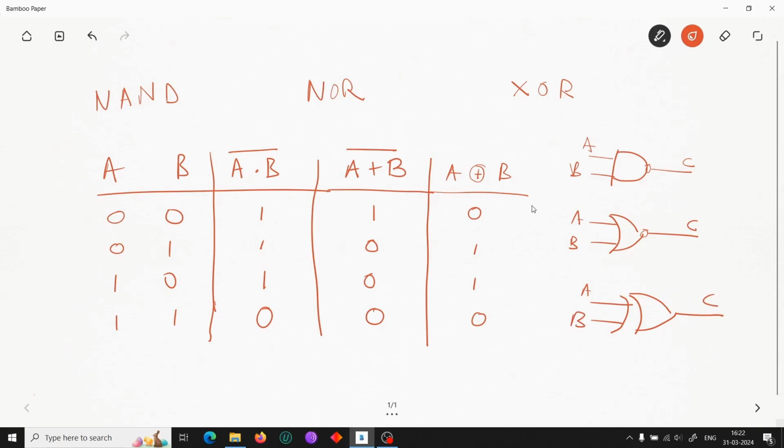With this, all the logic gates are covered, guys. So that covers all the building blocks of logic operation. And with this, I end my video today.